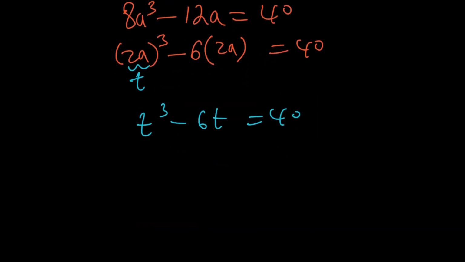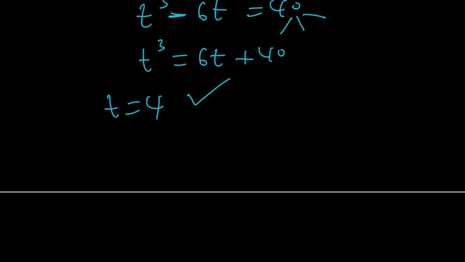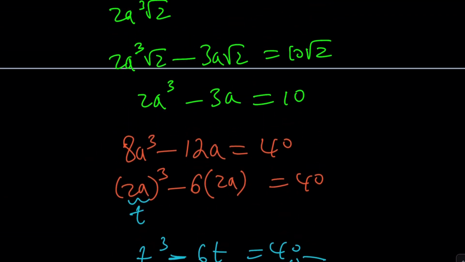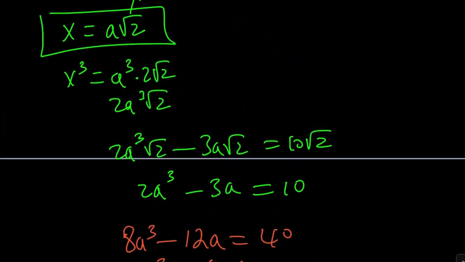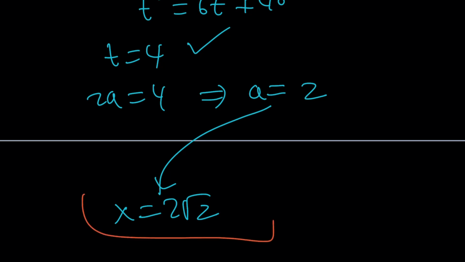Now, you can apply the rational root theorem. So we're basically looking at factors of 40. And if you write it in this form, it's going to be a little easier to guess. I'm guessing t equals 4 is going to work, because 64 is 40 plus 24. Makes sense? Okay, t equals 4 is the solution, but t is 2a. 2a equals 4, therefore a is equal to 2. Makes sense? But what is a? x is a root 2. So since a is 2, x is going to be 2 root 2. All right? That's basically what this is all about.